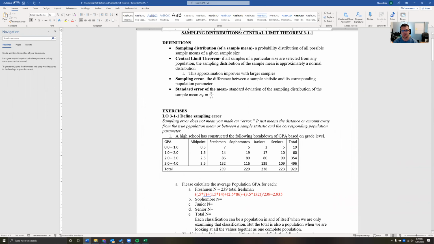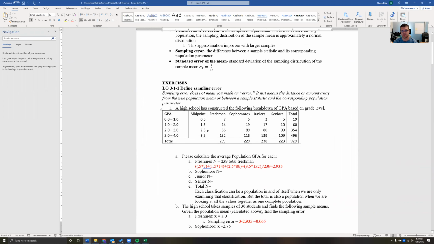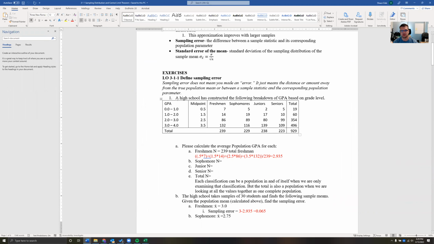There's some definitions. Sampling error does not mean that you made an error. And so coming down here, what we're doing is we are calculating the sampling error. Sampling error, we are determining how far off is a sample from a population mean. So we have a population of freshmen, a population of sophomores, a population of juniors, a population of seniors, and then we've got a population of the entire population. And so we are going to calculate the average population GPA from the freshmen, the sophomores, juniors, and seniors.